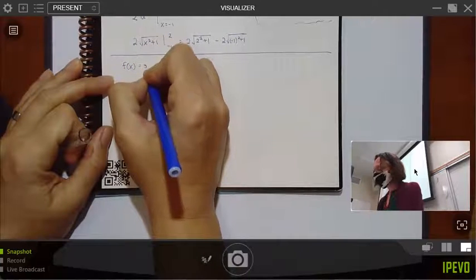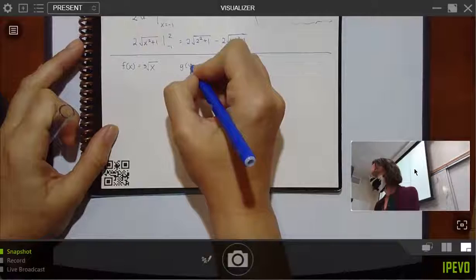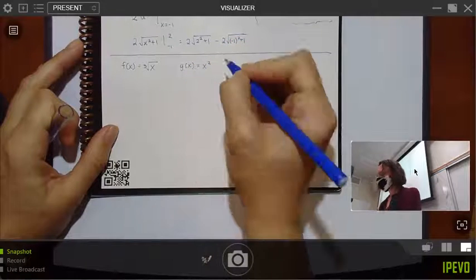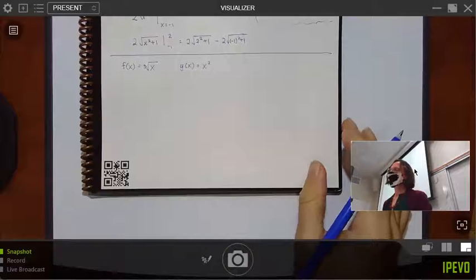Cube root of x, sure. Got it. And g of x is equal to x squared. Yep. And we're finding the area between the graphs.